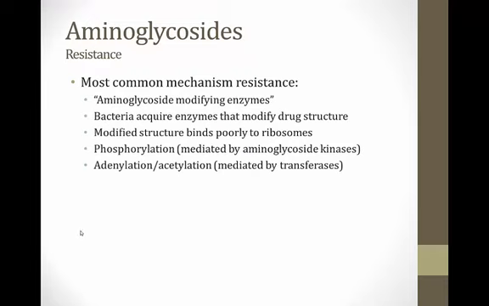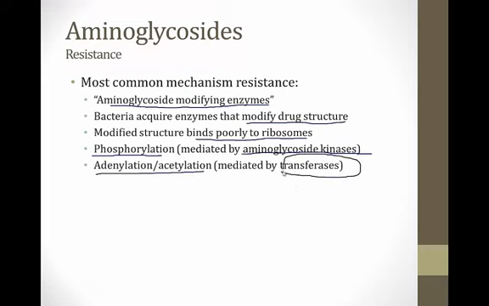The most common mechanism of resistance to these antibiotics is for bacteria to acquire aminoglycoside modifying enzymes. This means that the bacteria acquire an enzyme that modifies the drug structure, and once it's modified, it binds poorly to the ribosomes. There are two biochemical mechanisms by which these enzymes work. Some of them do phosphorylation. This is mediated by aminoglycoside kinase enzymes. And some of these enzymes do adenylation and acetylation, and this is mediated by bacterial enzymes called transferases.